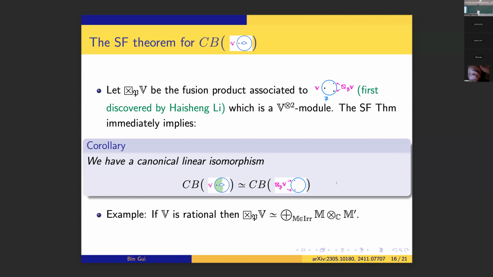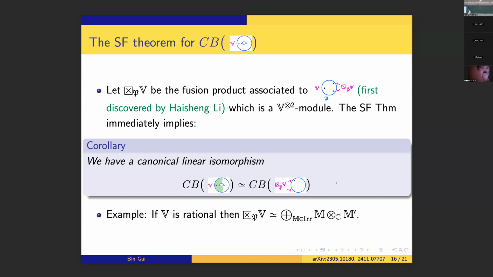This V tensor V module was first studied by Haisheng Li, and Li called this the regular representation of V, because he thinks that this regular representation is similar to the group algebra of a finite group. And so our Thorne factorization theorem tells you that we have this isomorphism, which establishes an equivalence between the genus one conformal block and this genus zero conformal block.